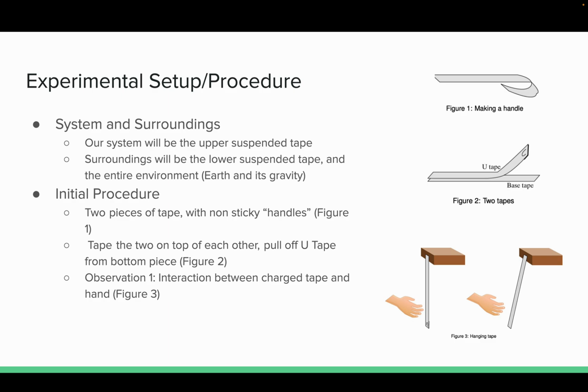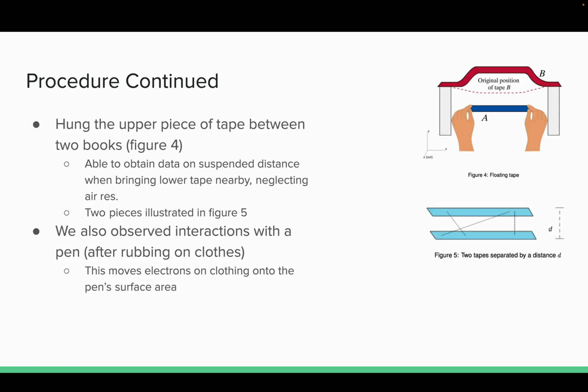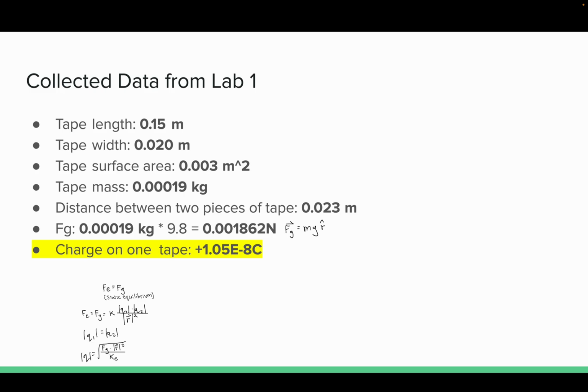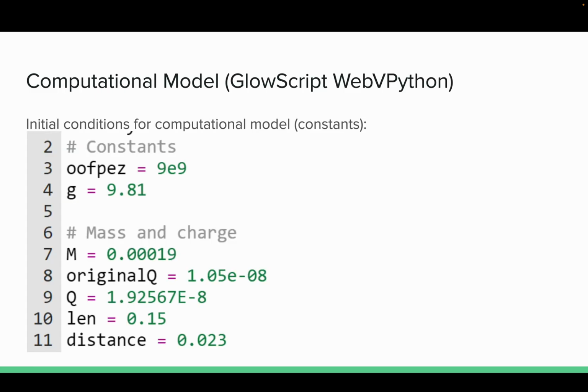The experimental setup and procedure. The system was the upper suspended tape and the surroundings were the lower suspended tape and everything around it. This was the initial procedure. The procedure continued. We held the tape above the books as we described in Lab 1, and we observed interactions with different objects. Collected data from Lab 1 was all the constants here, and then we had our charge tape, which was calculated as 1.05e-8 coulombs when represented as a point charge.